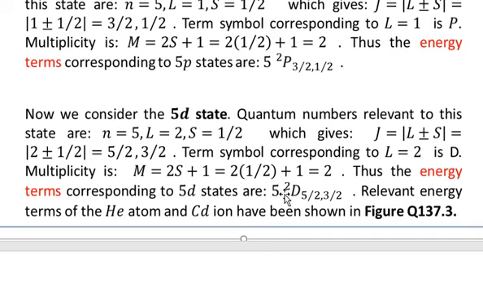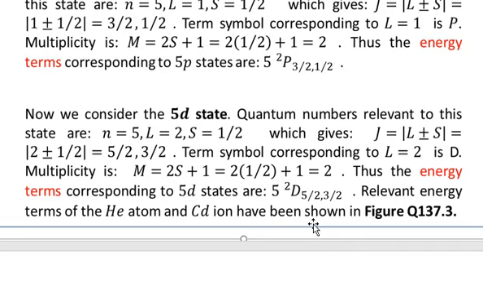5 is the principal quantum number, the pre-superscript 2 is due to multiplicity, capital D is due to L is equal to 2, because L is equal to 2 gives you a term symbol which is capital D, and these are the two values of J, 5/2 and 3/2. So these are the two energy terms. Relevant energy terms of the helium atom and the cadmium atom have been shown.